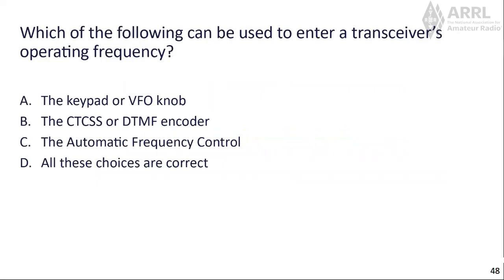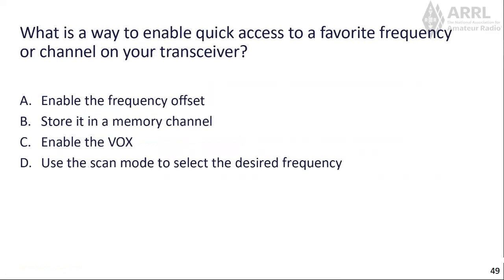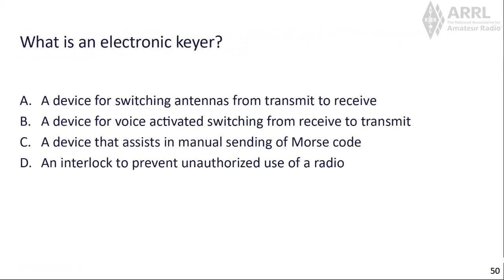Okay, now we get to the fun part again. Which of the following can be used to enter a transceiver's operating frequency? Keypad or VFO knob? What is a way to enable quick access to a favorite frequency or channel on your transceiver? Store it in a memory channel. What is an electronic keyer? It is a device that assists in manual sending of Morse code. It makes perfect dots and dashes.